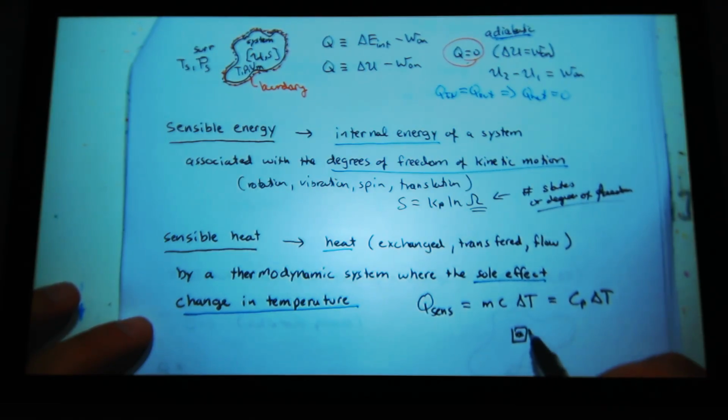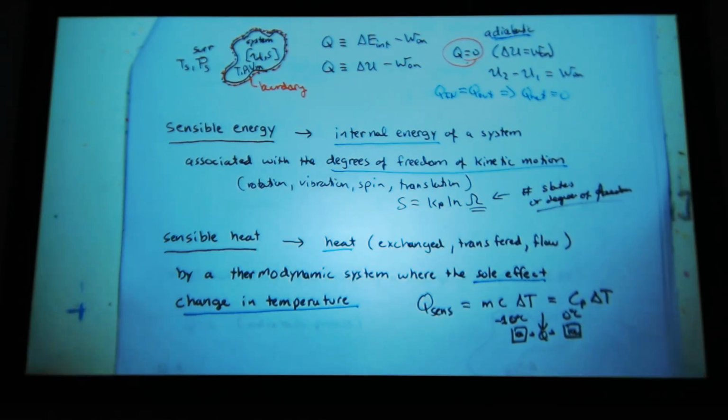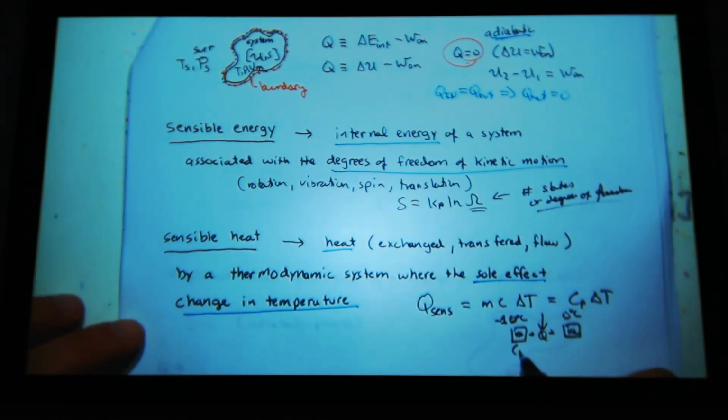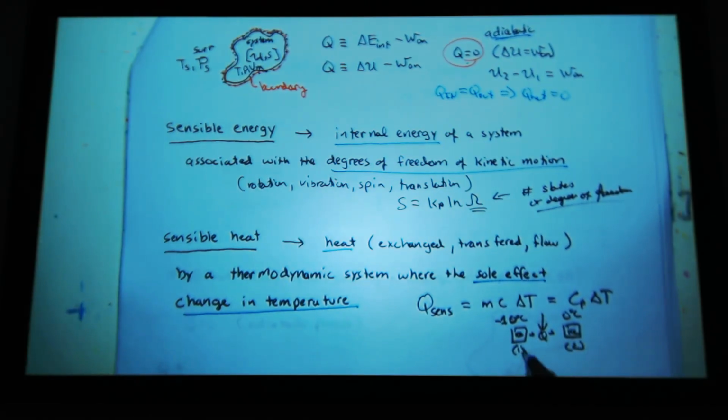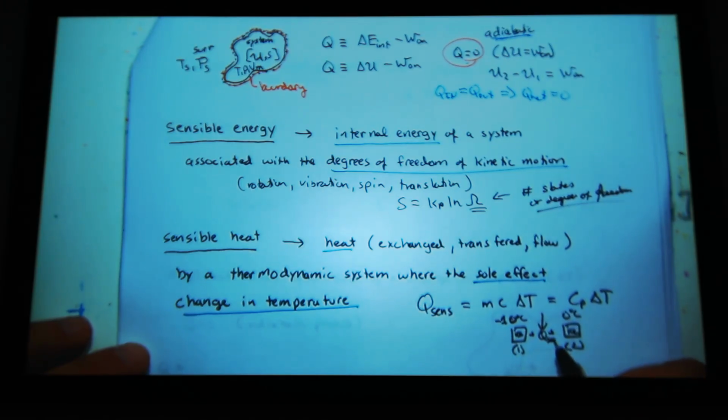I take ice at 0 degrees C, or let's say minus 10 degrees C, and I add some heat, and then that brings me ice at 0 degrees C. There was an amount of heat that was added. I can say this is state 1 and state 2. I add heat, and the sole effect was just to increase the temperature, taking ice from minus 10 degrees C to 0 degrees C. Given that the sole effect from here to here was a change in temperature of my system, I can say that this heat is all sensible heat.